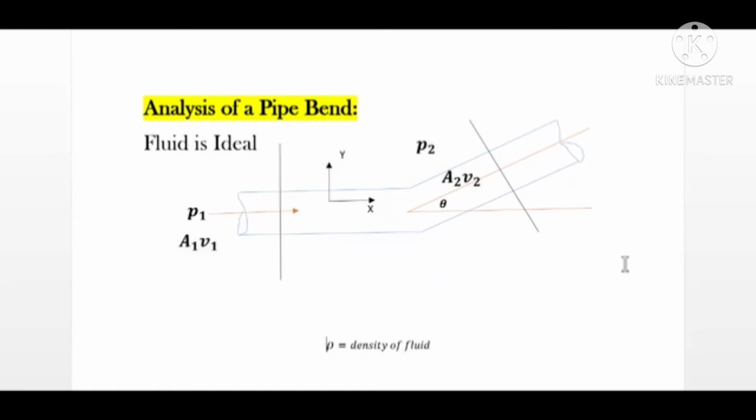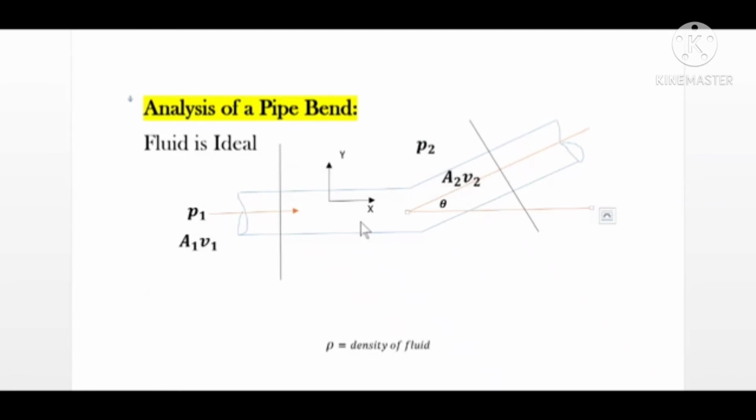For analysis, we consider two control sections, this section and this section. For this section, the pressure force will be in this direction, perpendicular to this section, and at this section let us assume the area is A1 and the velocity is V1. Now for this section, let the pressure be P2, area of cross section A2 and velocity V2.